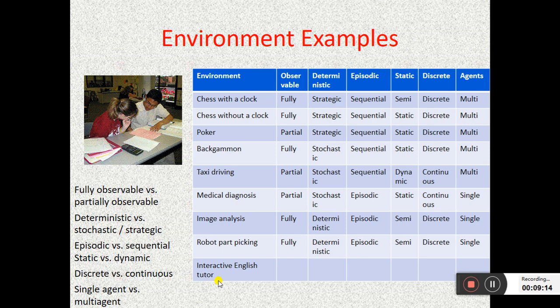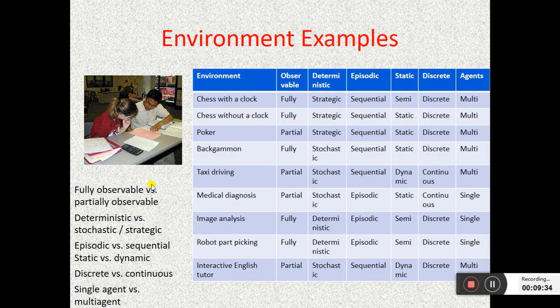Interactive English tutor. This is partially observable. This is sequential. This is dynamic. English language is very much dynamic. This environment is discrete and there are multi agents.